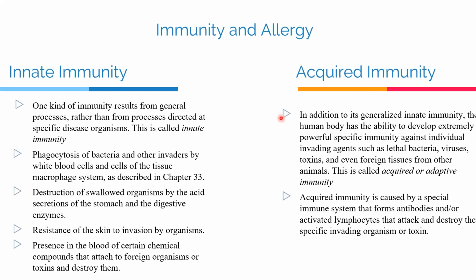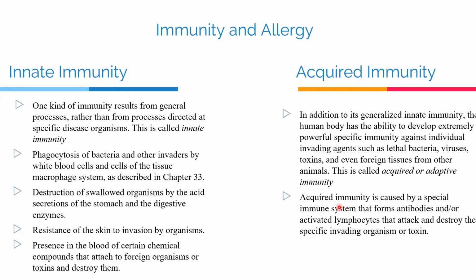In addition to its generalized innate immunity, the human body has the ability to develop extremely powerful specific immunity against individual invading agents such as lethal bacteria, viruses, toxins, and even foreign tissues from other animals. This is called acquired or adaptive immunity.